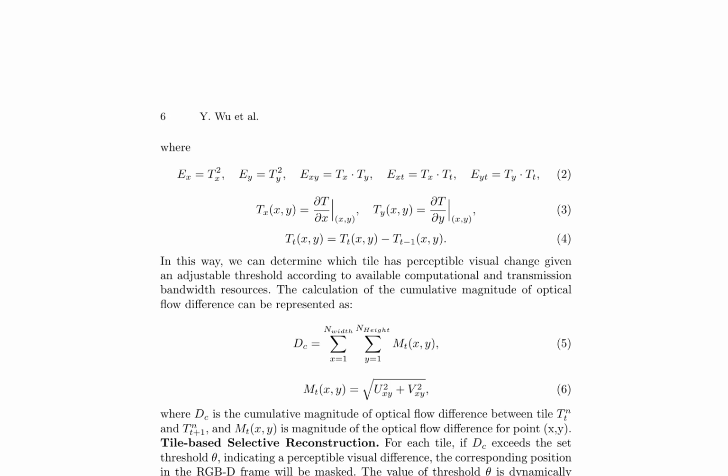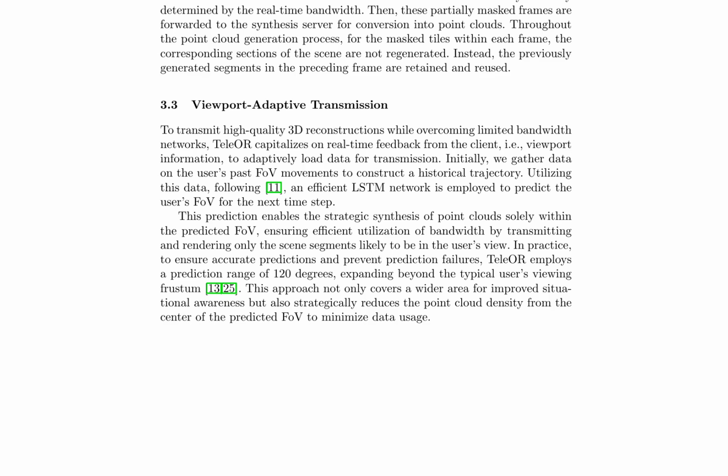A prediction range of 120 degrees is employed to cover a wider area for improved situational awareness and minimize data usage. The system's performance is enhanced by employing a prediction range that extends beyond the typical user's viewing frustum, reducing point cloud density from the center of the predicted FOV. This strategy not only enhances the system's efficiency but also improves the overall quality of the remote operating environment.